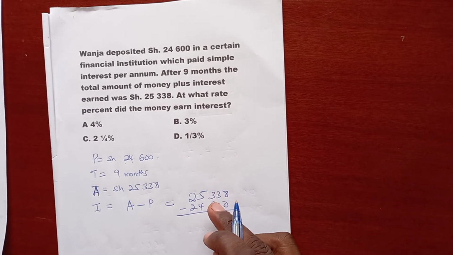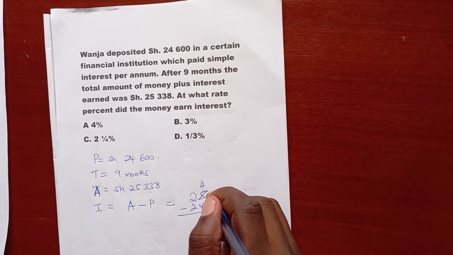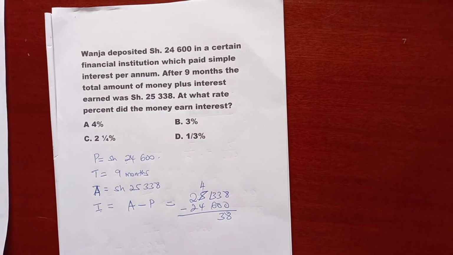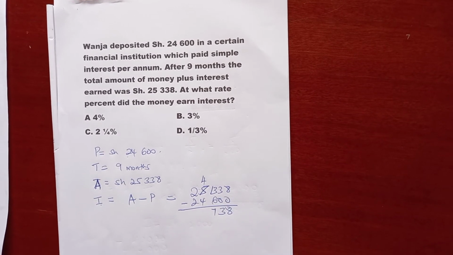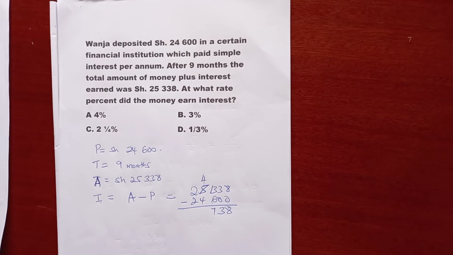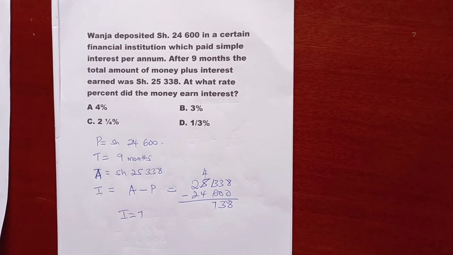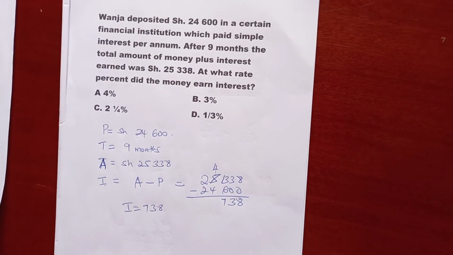3 minus 6, impossible. You borrow 1 from 5, you are left with 4. Bring 1 to 3 becomes 13. 13 take away 6 gives you 7. 4 minus 4, 0. 2 minus 2, 0. So our interest is equal to 738. What is the question asking?